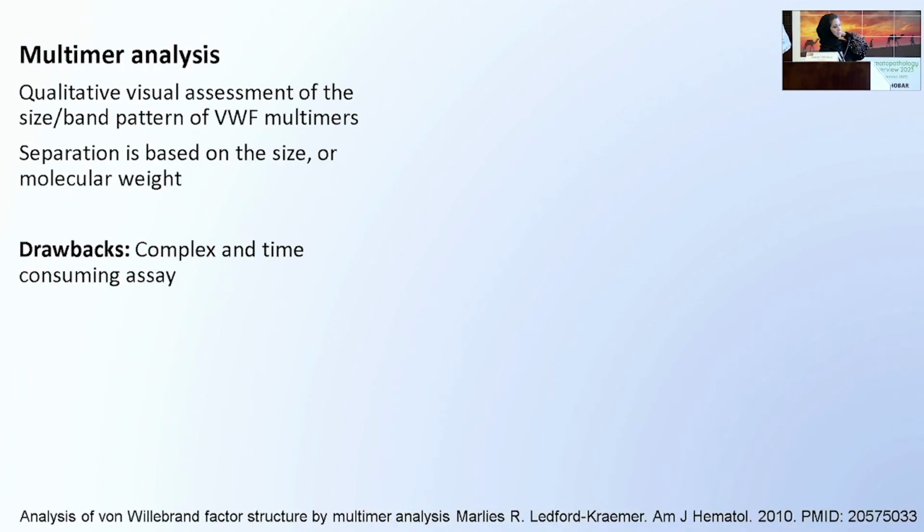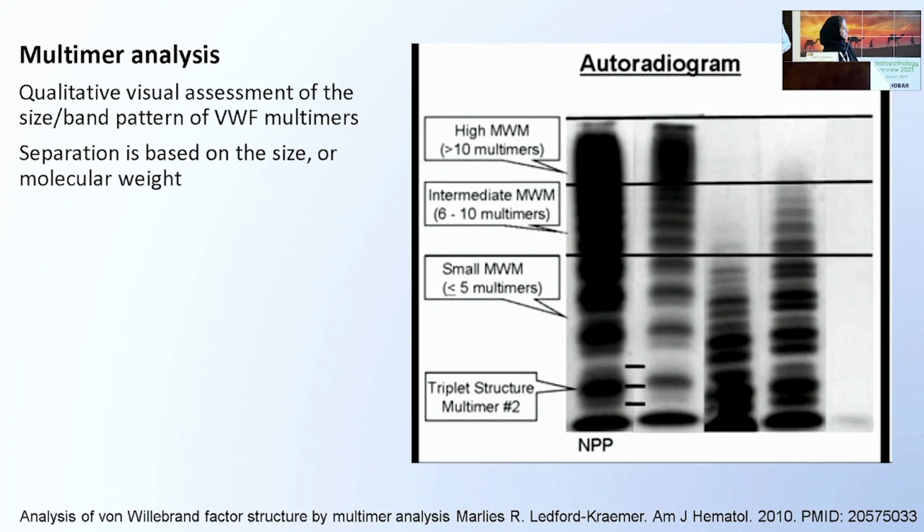Now, the multimer analysis, another modality that we use, is really nice in separating subtypes of type 2 disease. So it's a qualitative visual assessment of the size or band pattern of VWF multimers, where separation is based on the size or molecular weight of the protein. However, it's really complex and time-consuming. So this is an example of a normal pooled plasma where you see a spectrum of bands starting from high molecular weight to smaller forms.